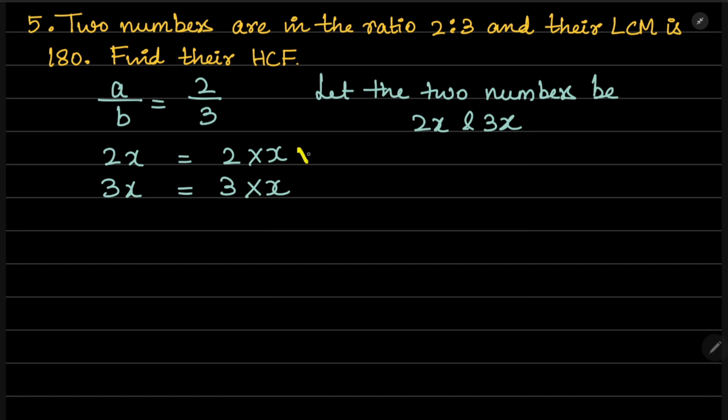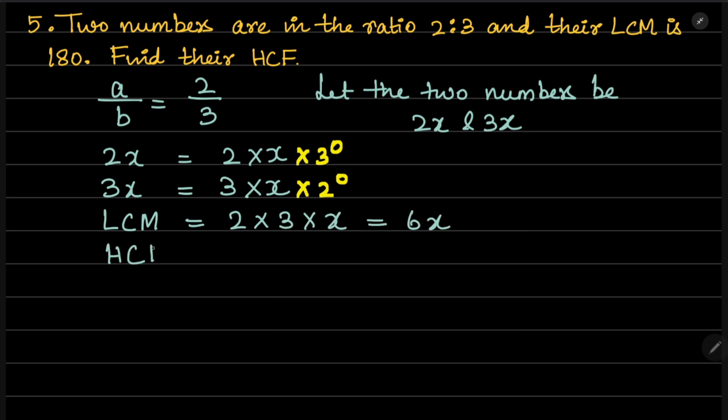I'm going to make the factors common, and then let me calculate the LCM and HCF. LCM is nothing but you have to take the highest power, so 2, the highest power of 3 is 3, and x, which is nothing but 6x. And for HCF, you have to take the lowest power, so 2 to the power 0, 3 to the power 0 and x. So the answer is x.